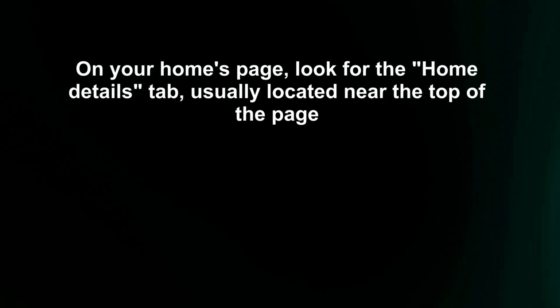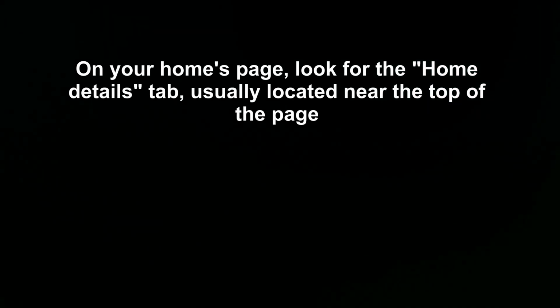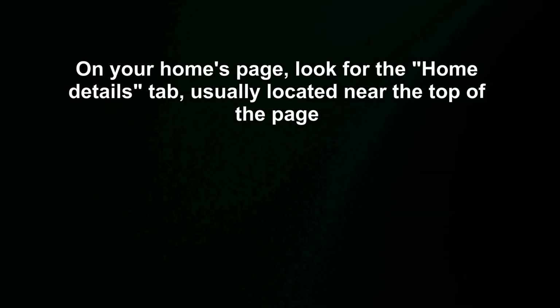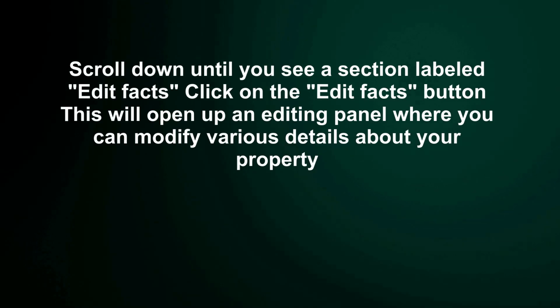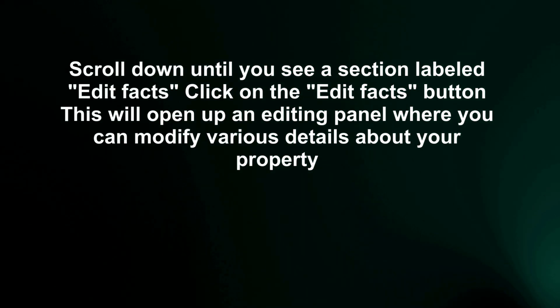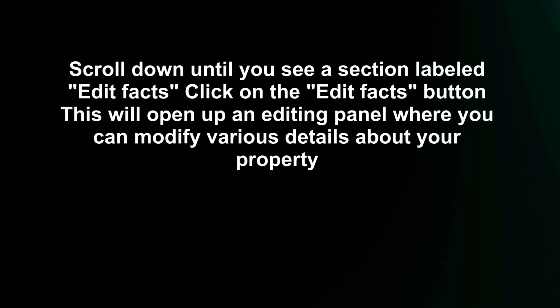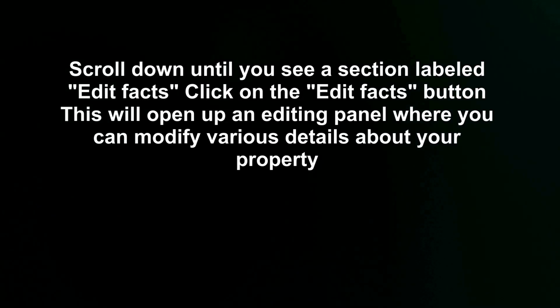On your home's page, look for the Home Details tab, usually located near the top of the page. Scroll down until you see a section labeled Edit Facts. Click on the Edit Facts button. This will open up an editing panel where you can modify various details about your property.